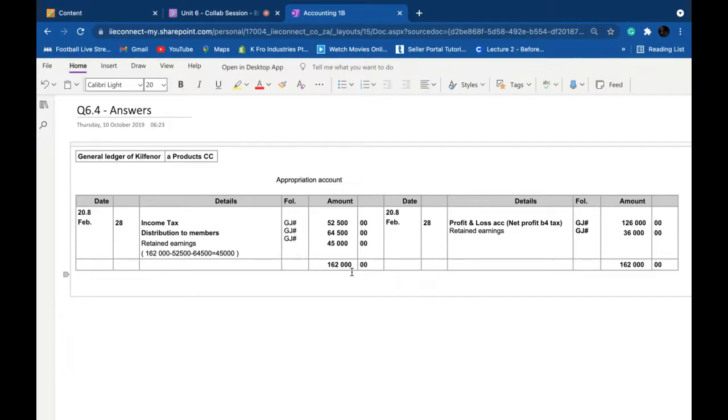If you don't know that the appropriation account is actually just for distributing profit, not for calculating expenses, and yes, there are a lot of assets and liabilities, then you're going to include those, and that's what students do. They just say, okay, it's an expense, or it's an asset, let me debit this amount. That's not what we're doing.